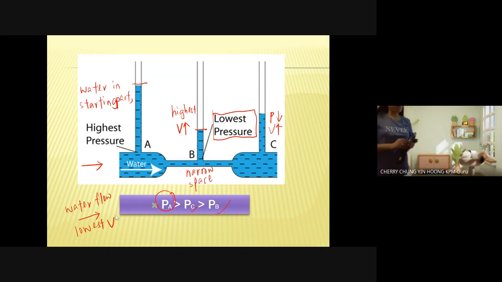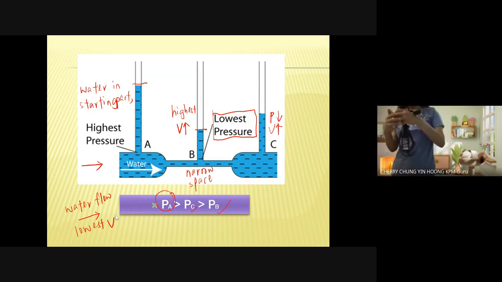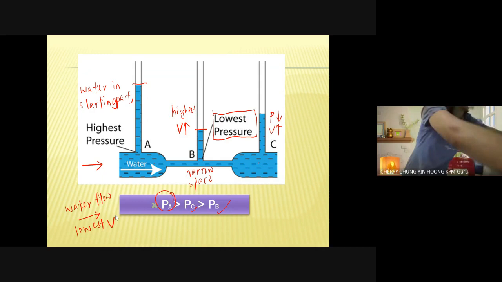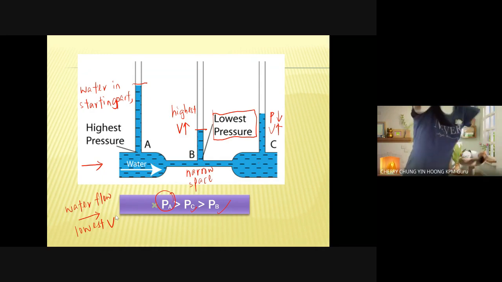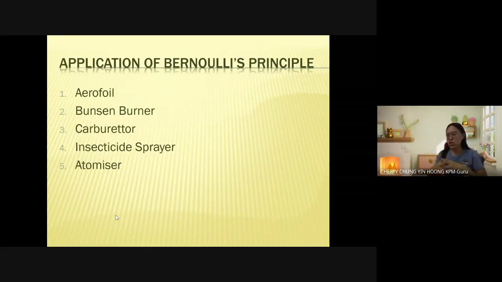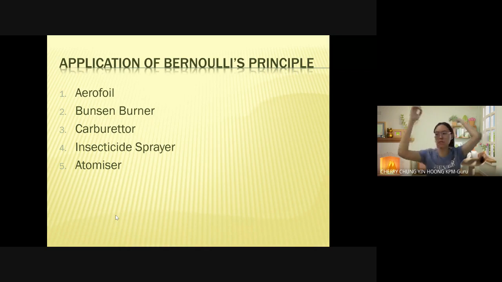OK，接下来我们就要看，我们已经学会 Bernoulli's principle already. So we need to apply it in our daily life. Okay, so below are the application of Bernoulli's principle. Okay, as you can see, all the principles have been applied in our daily life for different purposes. Okay, for example, Pascal's principle, you have applied in hydraulic jack, hydraulic brake, hydraulic lift. Then Archimedes' principle, you apply in hydrometer, hot air balloon, and also submarine.